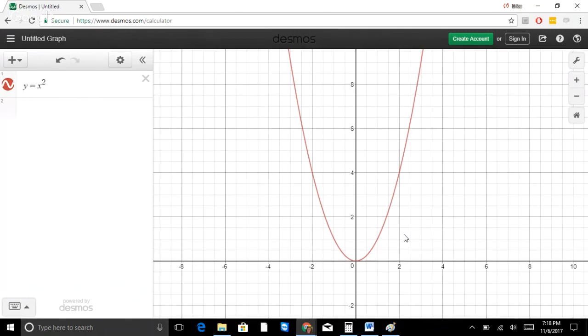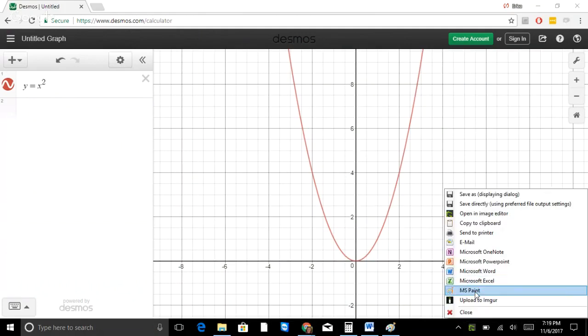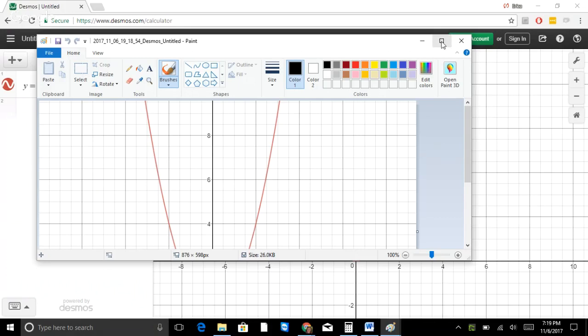Some of them are shifted around the graph, but this is the basic form of a quadratic equation. There's a couple things I want to point out. Let me print screen. This is our y equals x squared. Pull this up in Paint so I can draw on here.